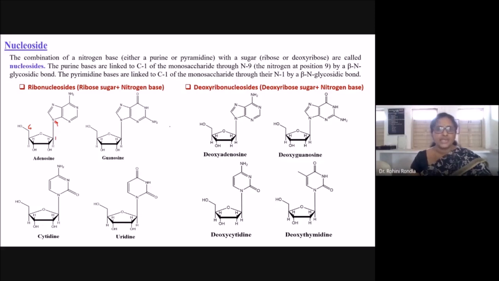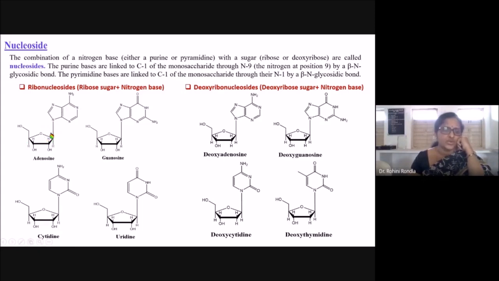Understood? In the same way, in deoxyribonucleic acids also. The structures may look complex but it is very simple. See here, this is the first carbon and this nitrogen is numbered 9. So here the bonding is between this first carbon and the 9th nitrogen. This N9-C1 linkage is called a glycosidic bond. Through this bond the nucleoside is formed.